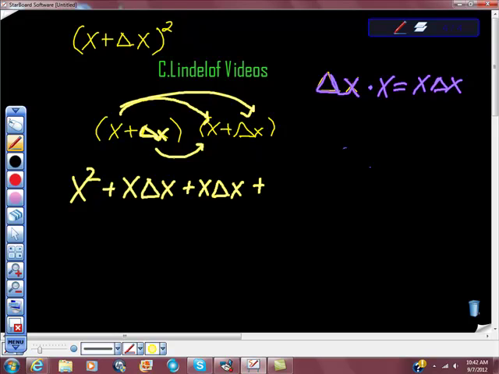And then lastly, when we have change in x times change in x, we get change in x squared. Some people put parentheses around it, like out here. But if you do that, it's like you're making the wrong argument, like you're saying somehow that this is two symbols. There's no need to put the parentheses there because change in x is one symbol.